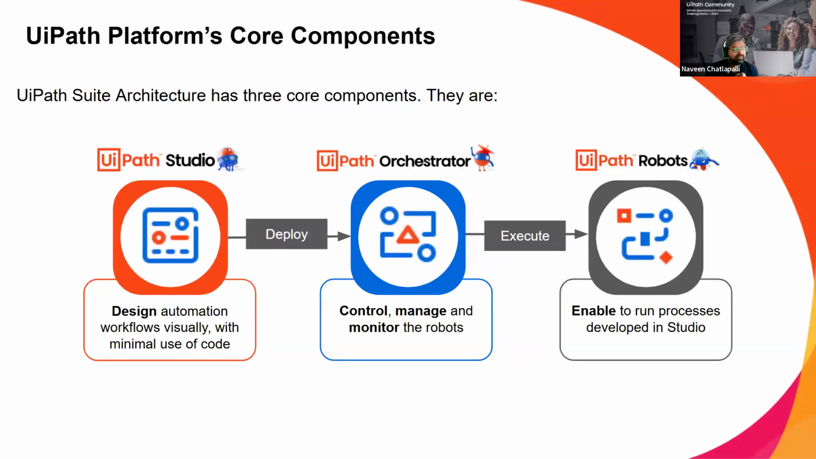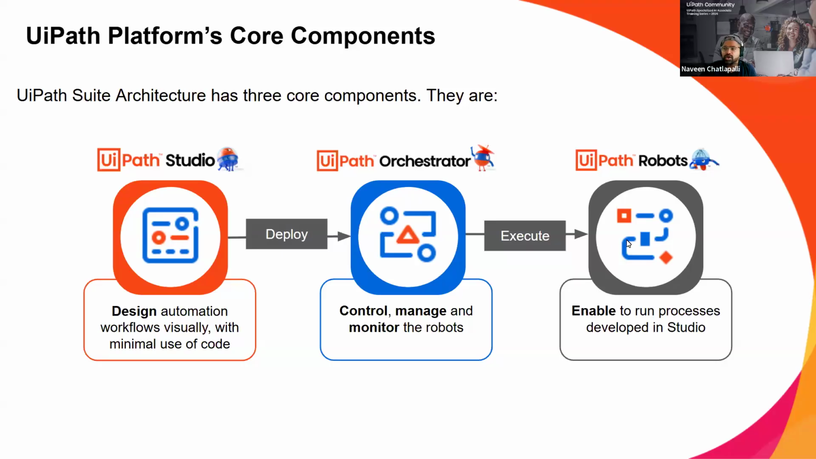All right. What are the basic or main core components of the UiPath platform? UiPath has a bigger ecosystem. It has many products, but for now we are only discussing three main components here. One is going to be Studio, where you design the automation workflows visually with minimal use of code. The second one is UiPath Orchestrator, where you control and manage all the robots which you have deployed to Orchestrator. And the third one is robots.